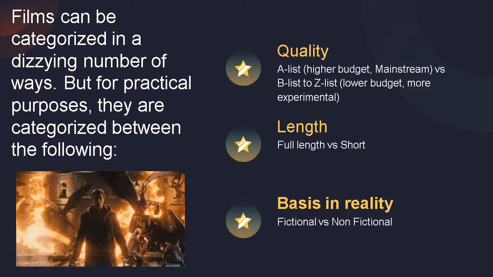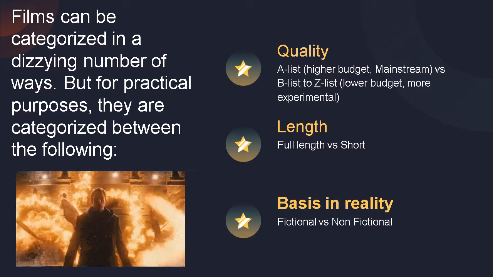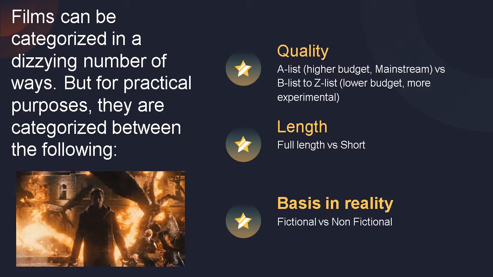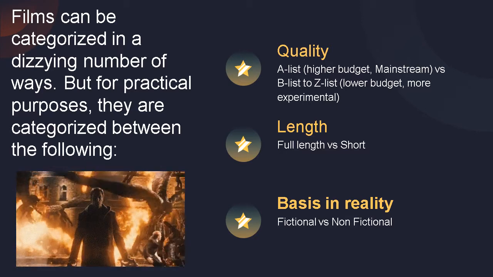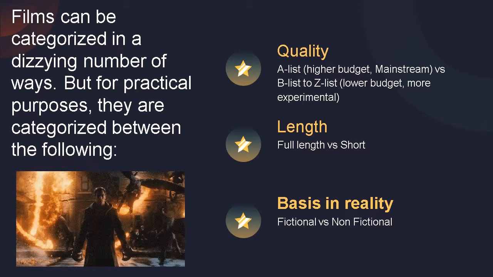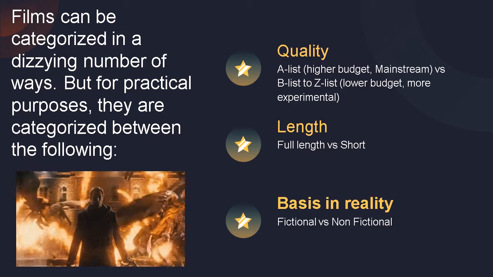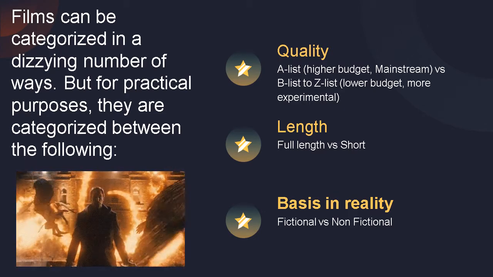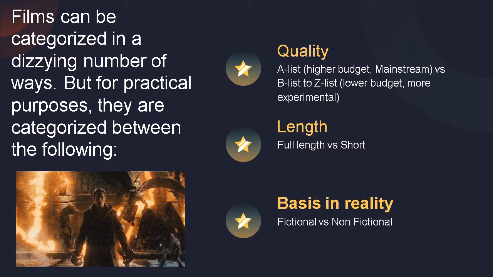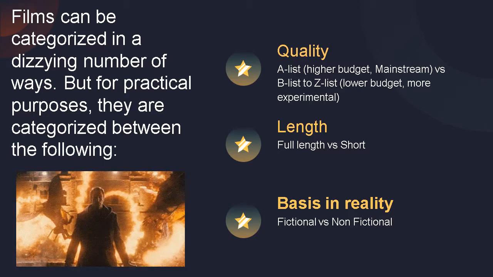Next is quality. A-list, higher budget, mainstream, versus B-list to Z-list, lower budget, more experimental. Pag sinabi nating A-list, pag pinag-uusapan natin ang quality, ang A-list ay meron siyang higher budget at mainstream. Pang buong bansa ito. Versus B-list to Z-list, lower budget lang, but more experimental.